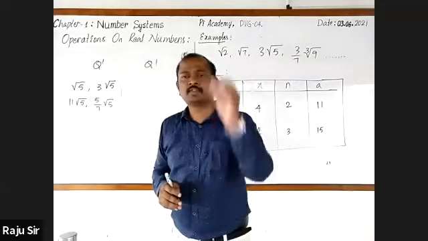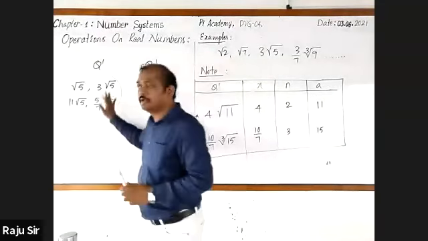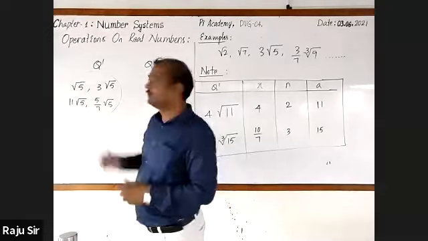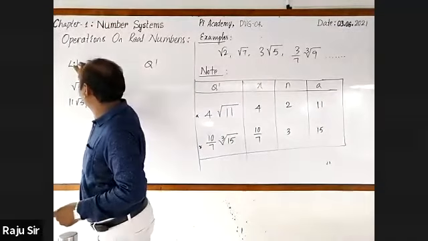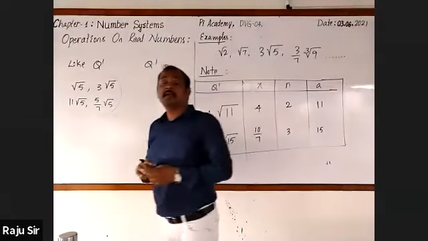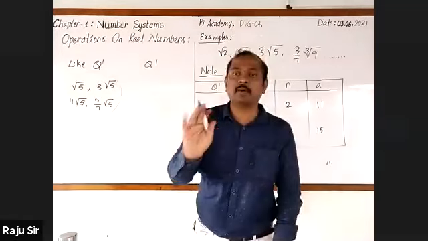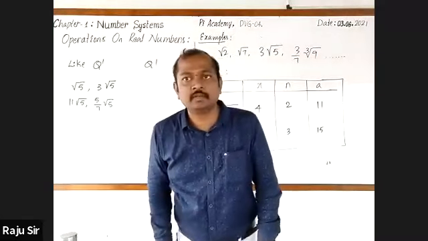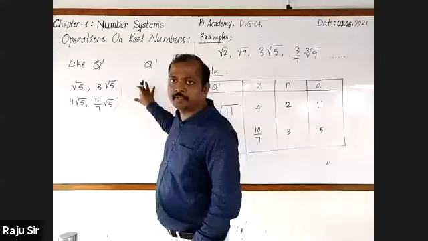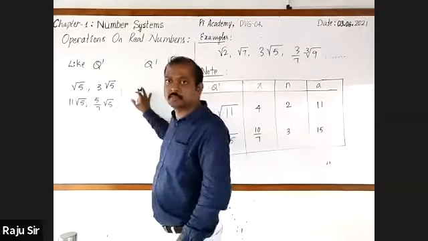The surds having same radicands and same order are called like surds. They are also called like irrational numbers. Did you understand? Yes, sir. So now I'll take some group of examples for surds, nothing but irrational numbers.